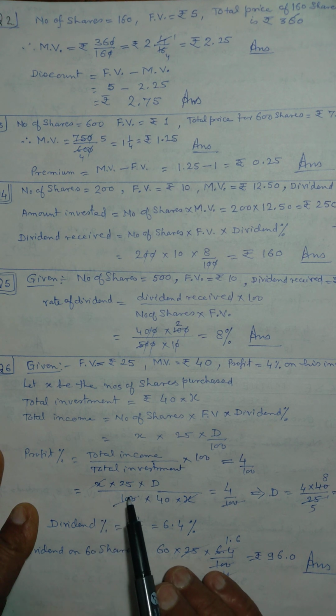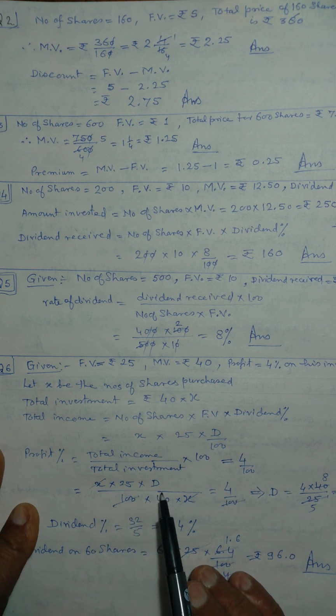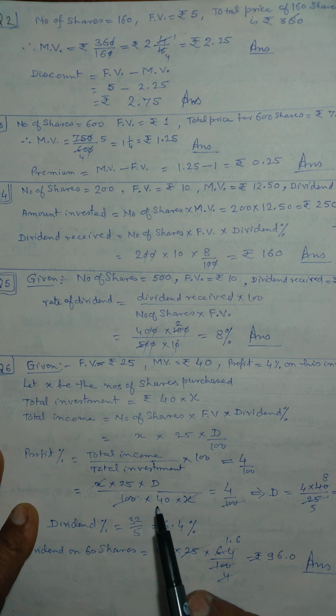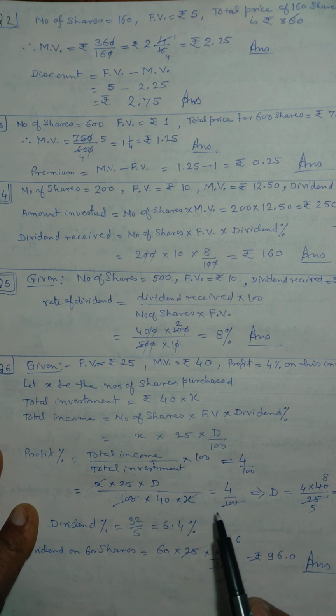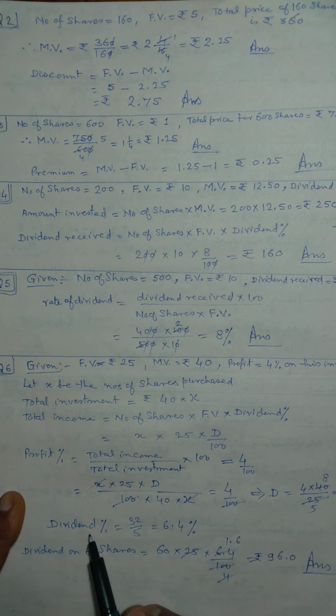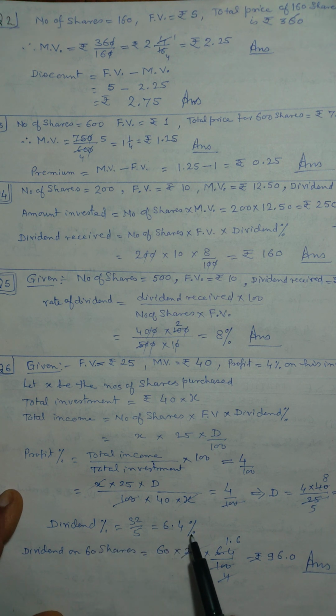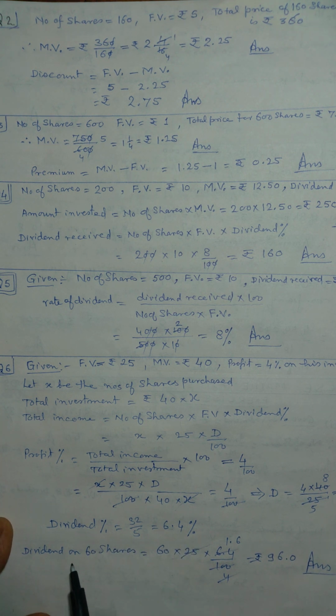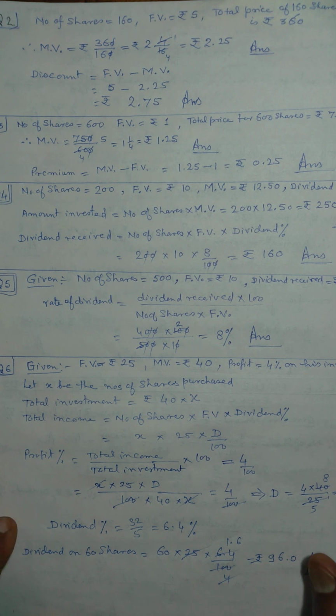So X into 25 into D, that is D is dividend percentage, upon 100 into 40 into X. Solve it, you will get 32 by 5, and further solve it, you will get the dividend percentage is 6.4%. Now the dividend on 60 shares will be equal to 60 into 25 into 6.4 divided by 100, it will be equal to 96 rupees. This will be the answer of question number 6.